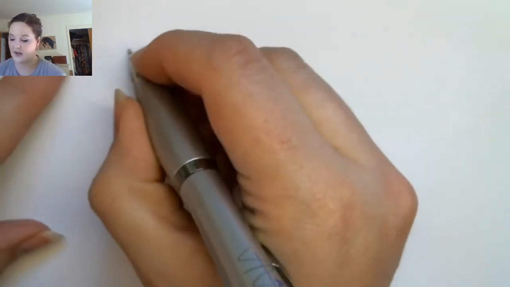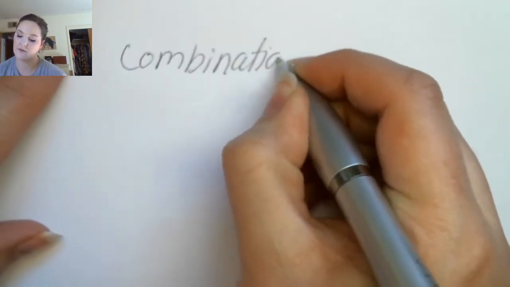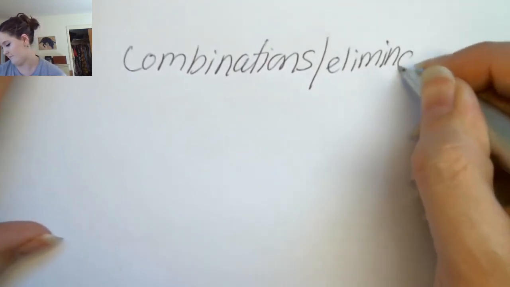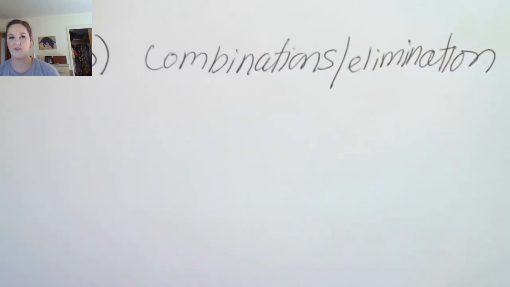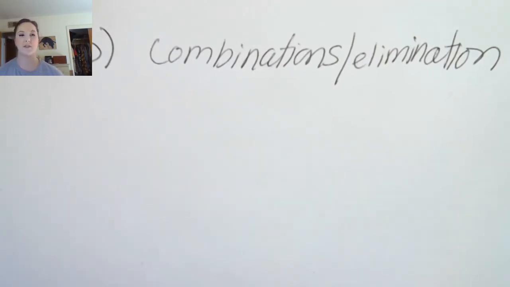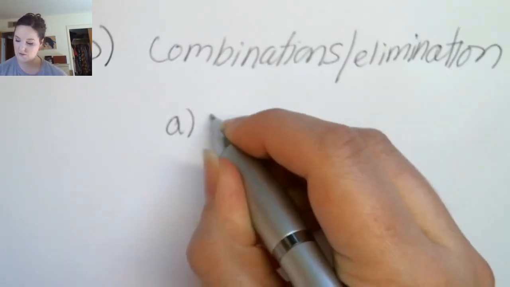Now let's move on to the other solving method. Okay. So this method is either called combinations, okay, or it's called elimination. And that depends on just who asks, okay. It doesn't matter what you call it, they both make sense. So if you've learned either one of these methods, they're the same. Okay, so let's do one example.